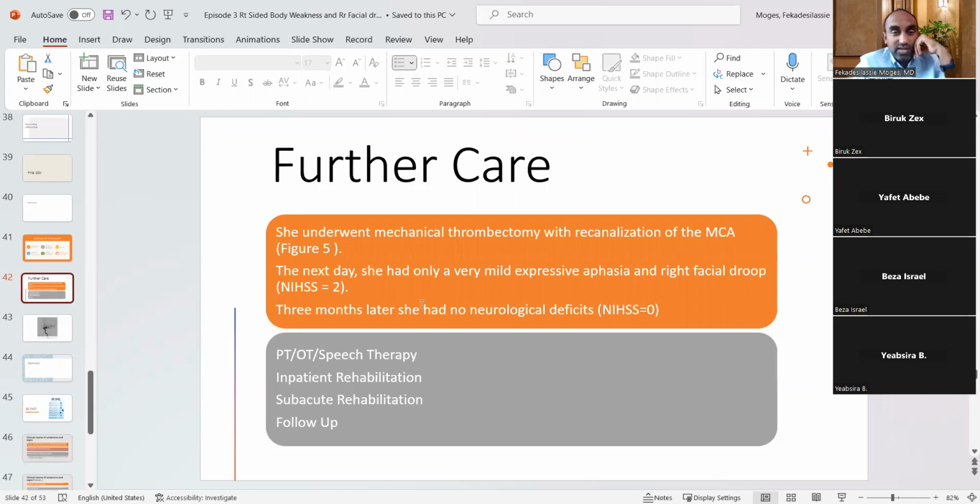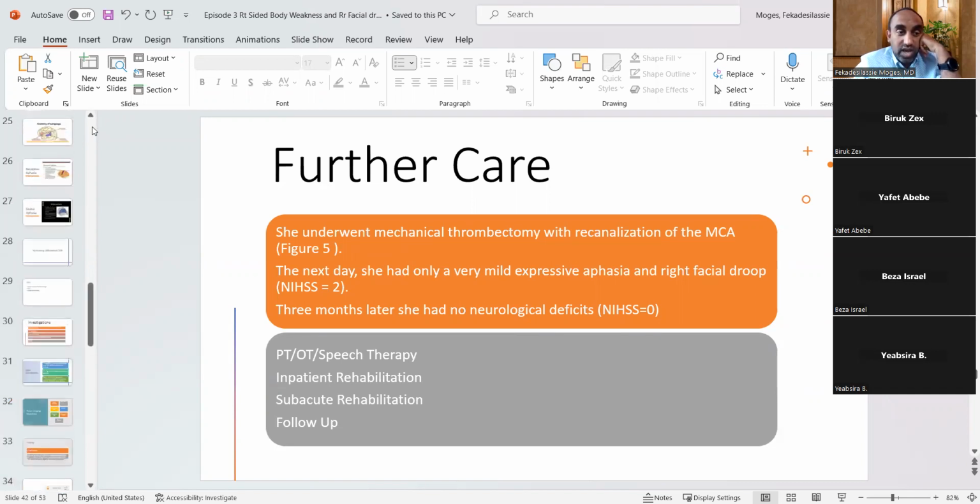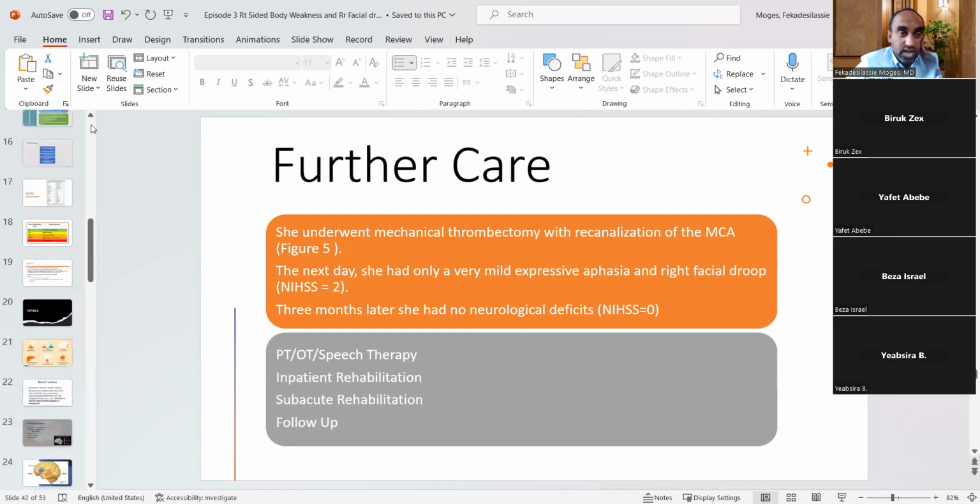Okay, further care. She underwent mechanical thrombectomy with recanalization of the middle cerebral artery. I will show you the picture. Then the next day they calculated the NIHSS score and it dropped from 22 or 20 to 2. She remarkably improved, and 3 months later she had no neurological deficits. That is why it is said time matters. Time really matters in stroke management. You have to really advocate for these patients to come to you quickly.